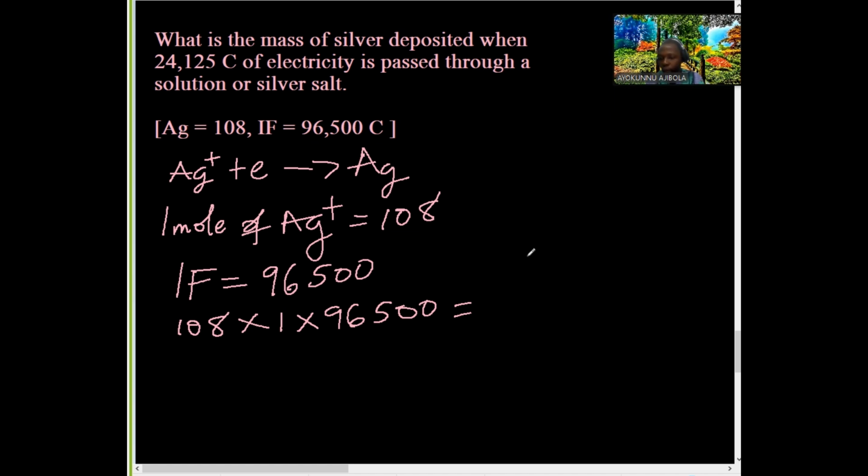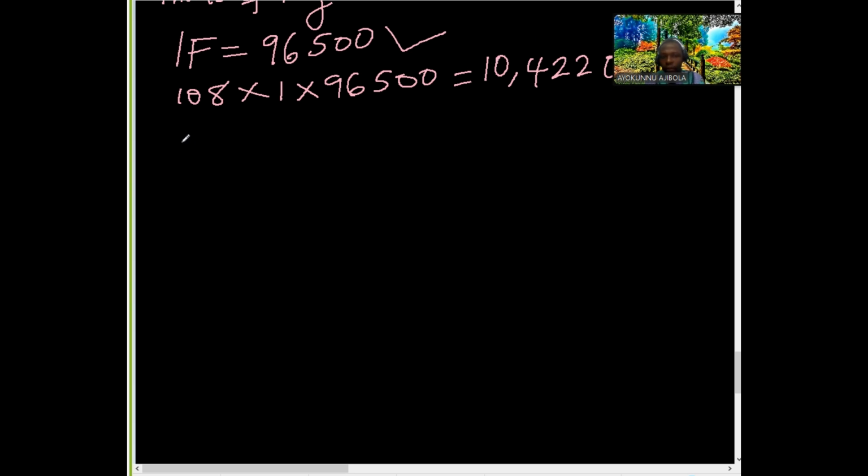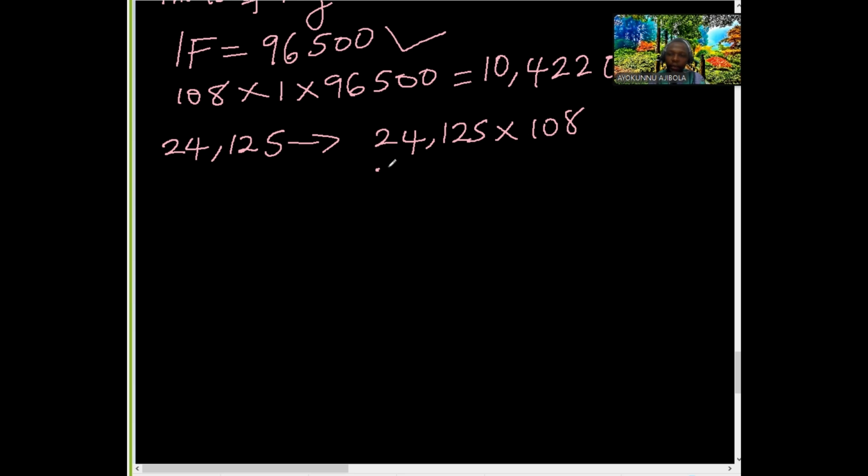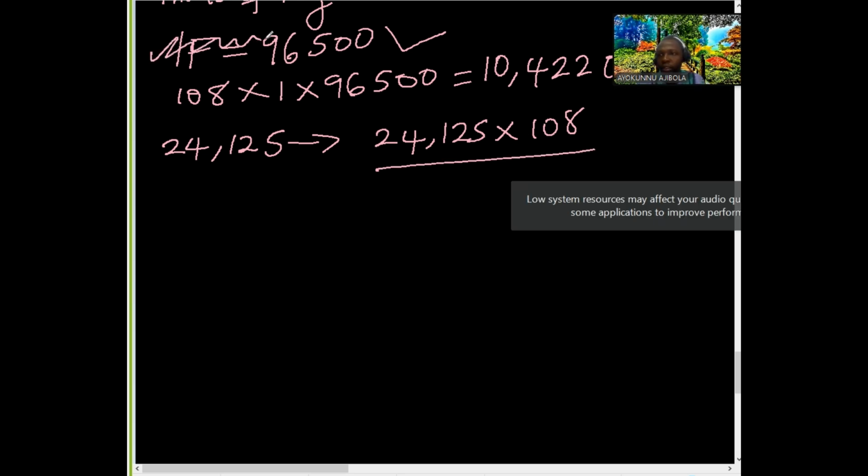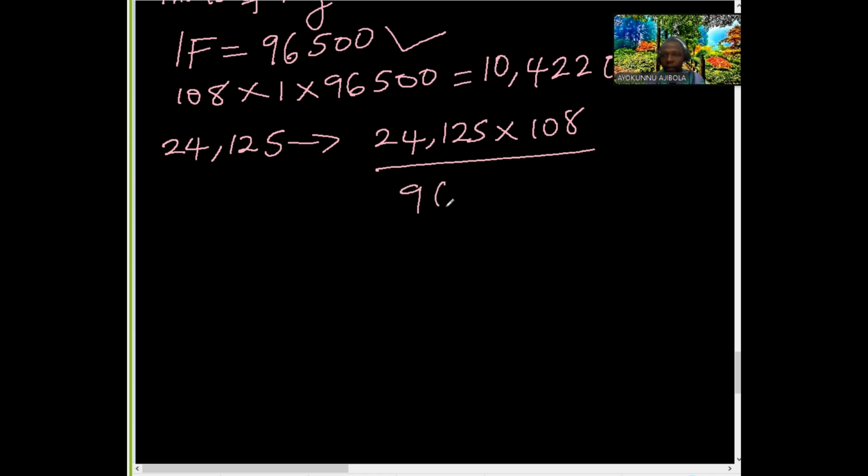The charge that we were given, which is 24,125, will produce that charge times the atomic mass, which is 108, divided by the charge for 1 mole, which is 96,500. So let's try it.